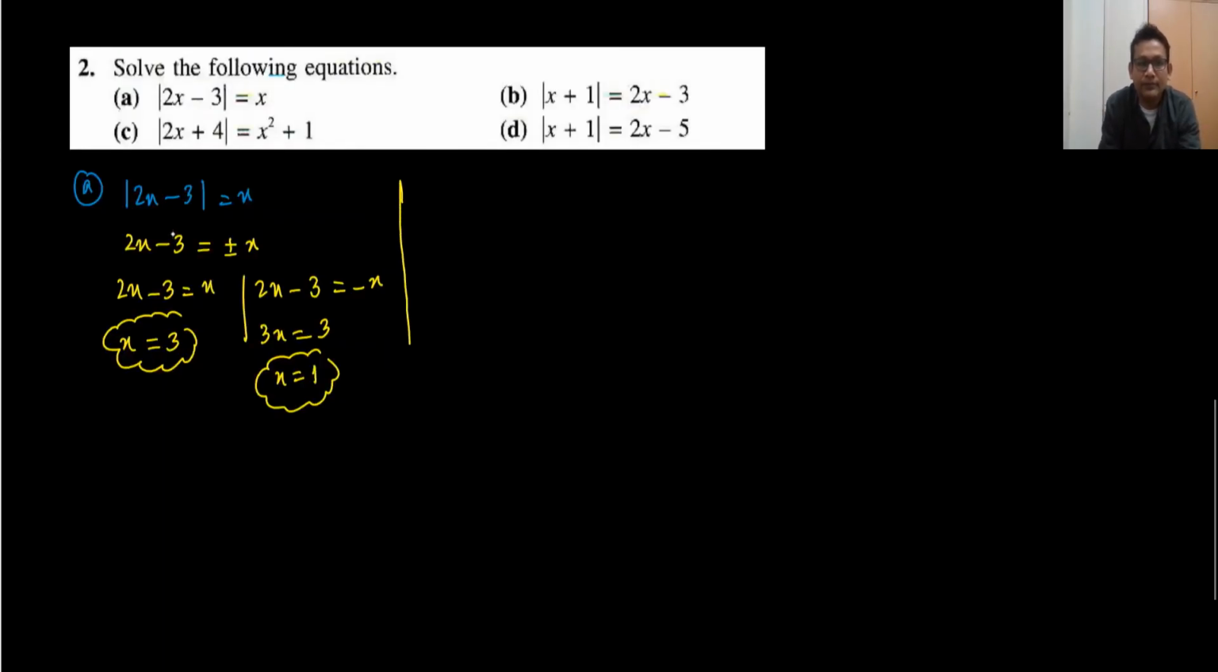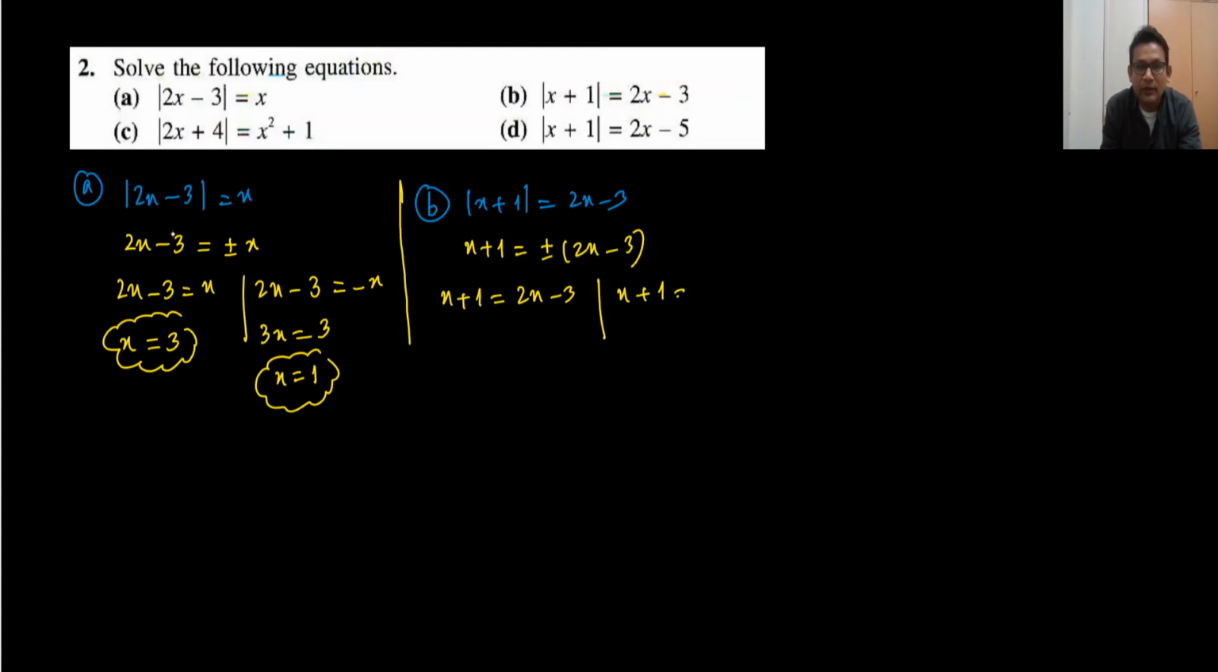Part B, we have the absolute value of x plus 1 equals 2x minus 3. So when we remove the modulus sign from x plus 1, we write one time plus, one time minus, in a bracket. So x plus 1 is equal to 2x minus 3. Simplifying, x minus 2x is equal to minus 4, so minus x equals minus 4, and x is equal to 4.